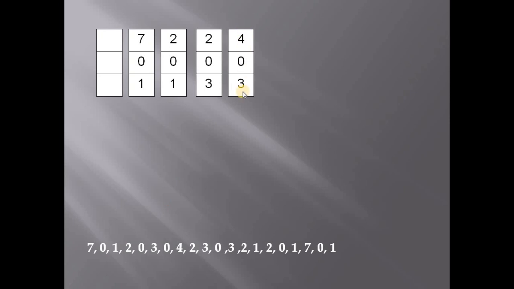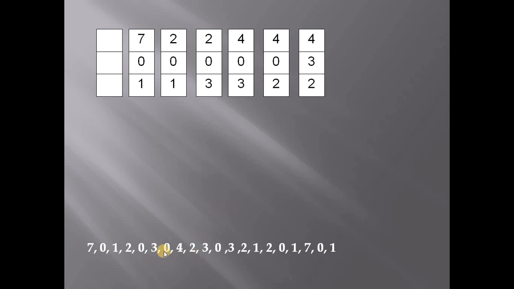So 4, 0, 3. Next is 2. So we have to now make space for 2. 4 was used, 0 was used, 3 was the last one. So we'll replace 3 with 2. Again page number 3 has come. Have to make space for 3. 2 was used, 4 was used, and 0 was used least recently. So we'll replace 0 with 3.